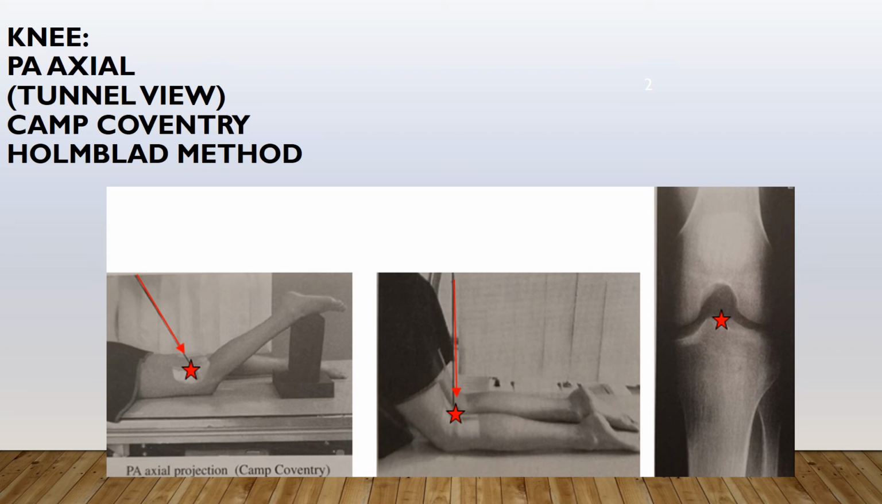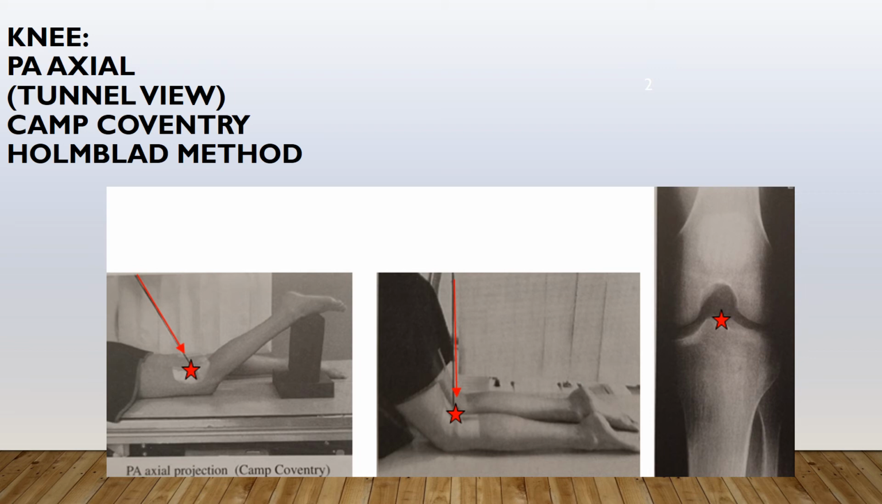In the second image, you are seeing the Holmblad method, where the patient is going to be kneeling on the table or partially standing. And the center ray is going to be perpendicular to the lower leg to the mid-popliteal crease.